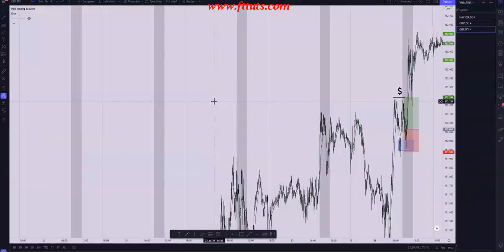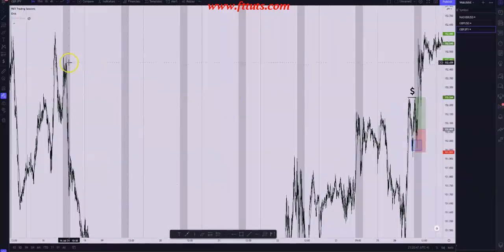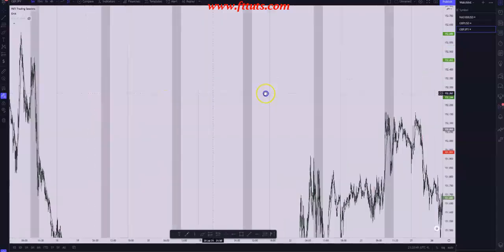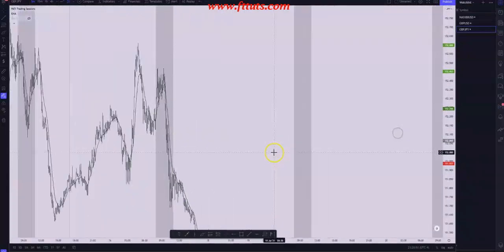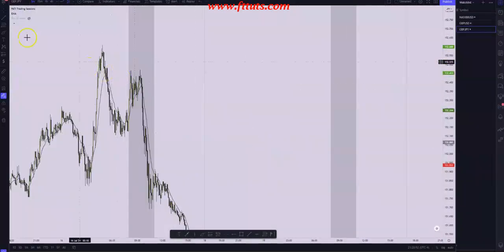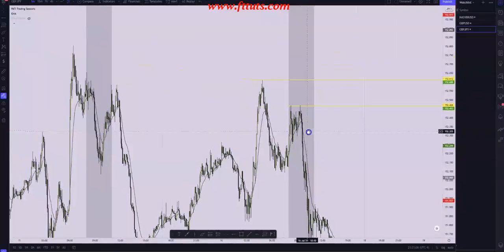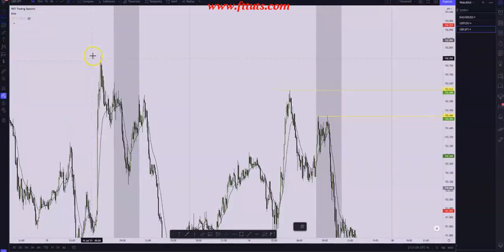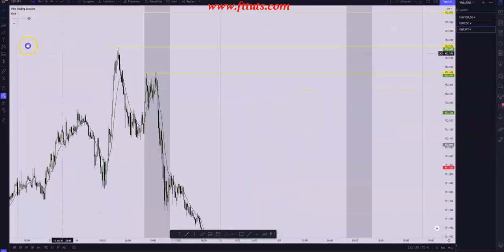Let's look left. What do we have? We have an equal high right here. I can see it right here. So let's just mark this up. We got an equal high right here. We got an equal high right here. We have a high right here. That's still liquidity. Just because it's not an equal high doesn't mean it's not liquidity. Even up here is liquidity. Okay. So let's go back.